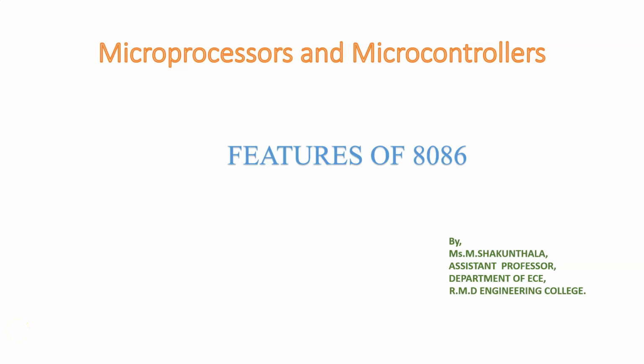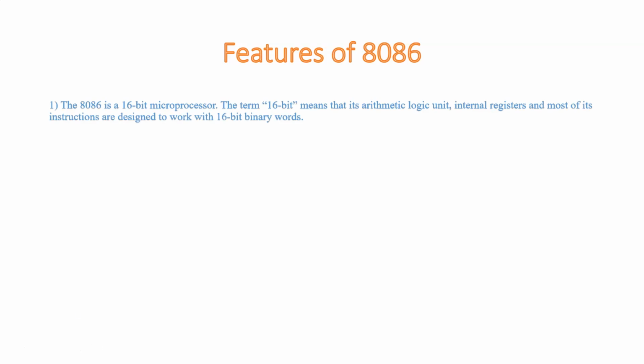Hello students, today we are going to see the features of 8086 in microprocessors and microcontrollers. So 8086 is a 16-bit microprocessor.